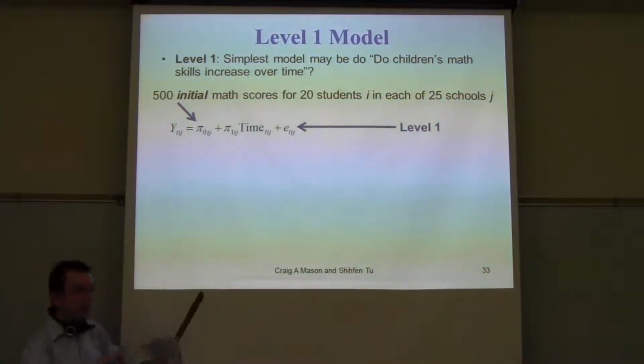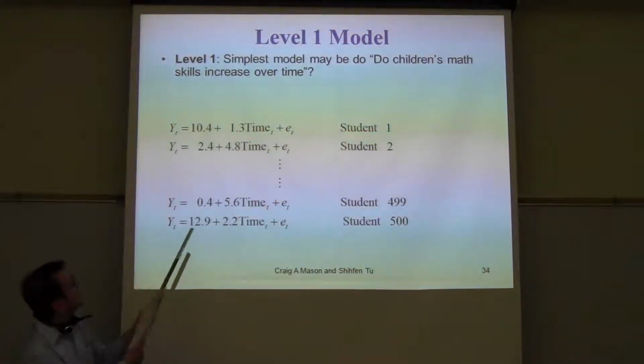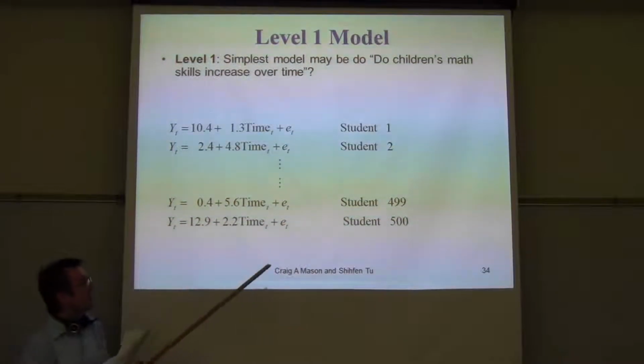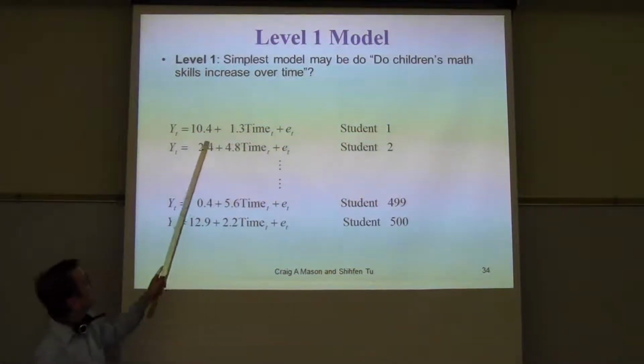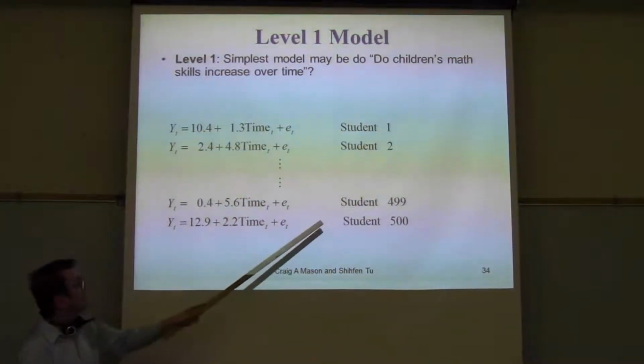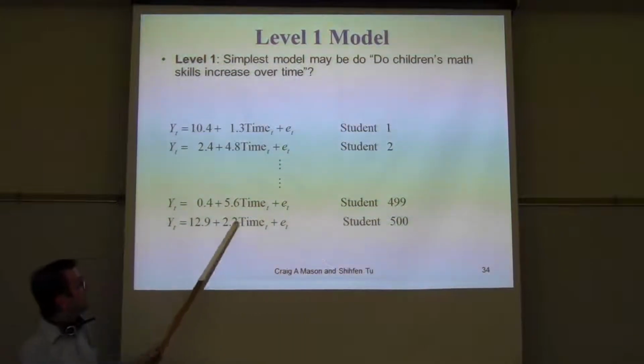But now you can do it all much more elegantly. But conceptually, you can think of it literally as here's 500 different equations. This is what it's actually estimating. We just don't see it. So you've got student 1. Here's student 1's growth curve. Here's student 2's growth curve. And I'm saying curve even though it's a straight line. All the way down to student 500.